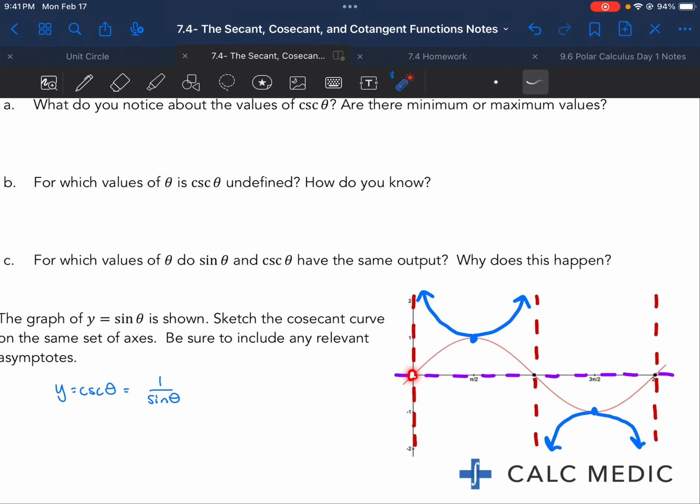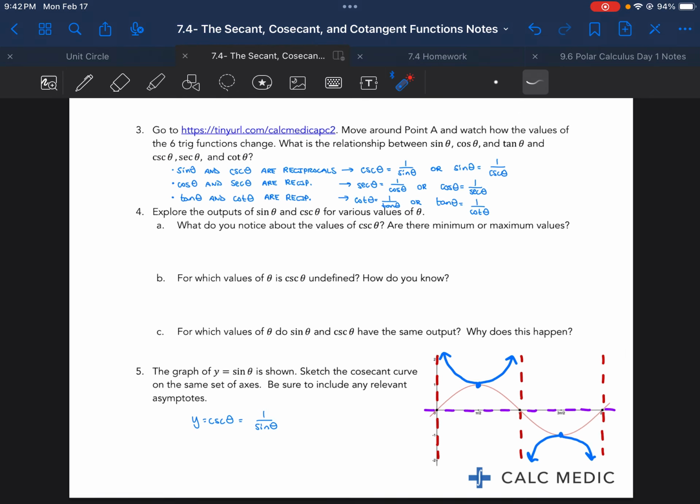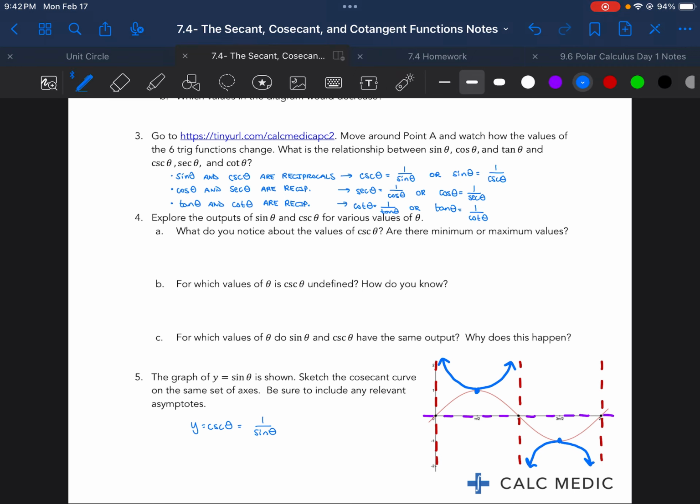Everywhere you have a point on the midline will turn into a vertical asymptote, and then we flip the graph inside out, following the asymptotes using them as guidelines. All right. So with that information, let's go ahead and answer part 4. Explore the outputs of sine and cosecant.